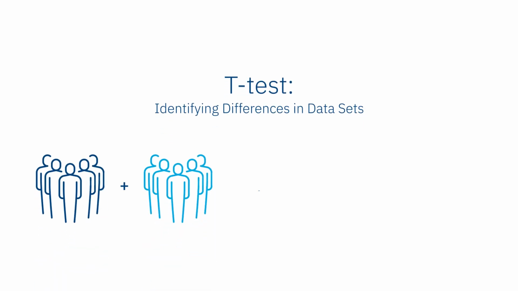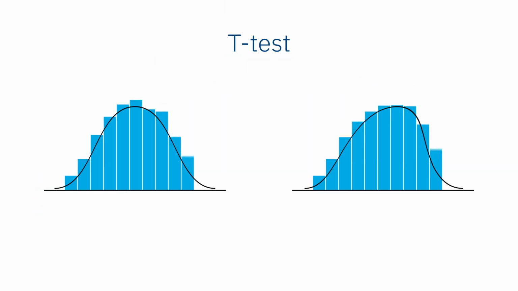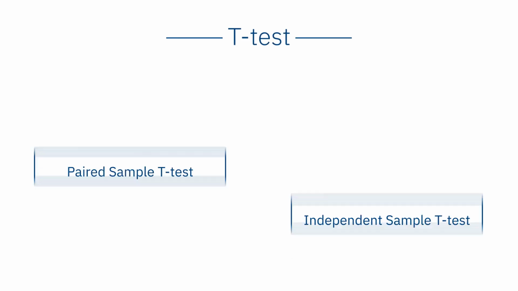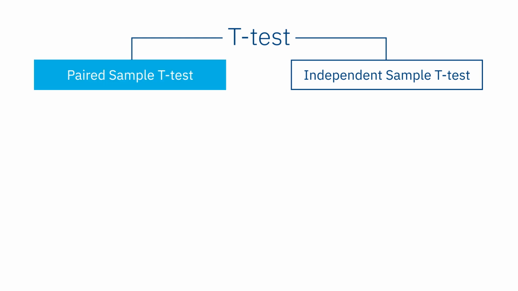Let's imagine you've collected data on movement skills with two different groups, or with the same group at two separate time points, and now you want to identify if there is a difference between them. Based on the normality of your data, there are two options for statistical analysis. For parametric tests, within t-test, there are two different types of tests you will need to consider.